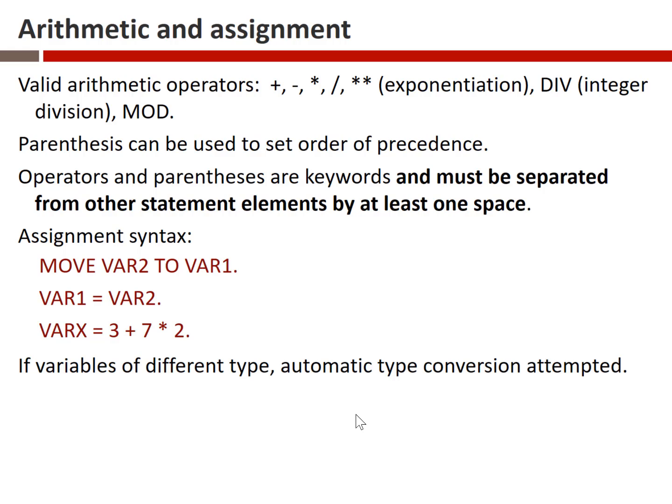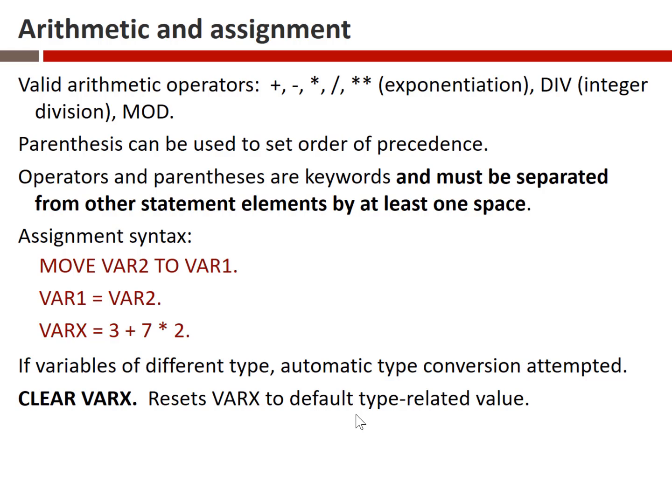If we have variables of a different type, then automatic type conversion is attempted. So in other programming languages, this is handled differently, but if I am adding together an integer and a floating point number, it's going to automatically do the needed type conversion to come up with the answer that we would expect it to come up with in that given context.